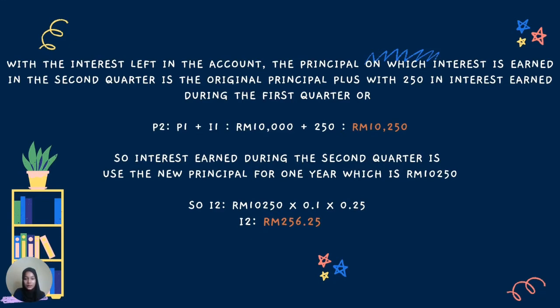So the interest earned during the second quarter uses the new principal, which is 10,250. So the second interest will be 10,250 times 0.1 times 0.25, because it is compounded quarterly, so we use 0.25 in every calculation. So the second interest will be 256 ringgit 25 cents.